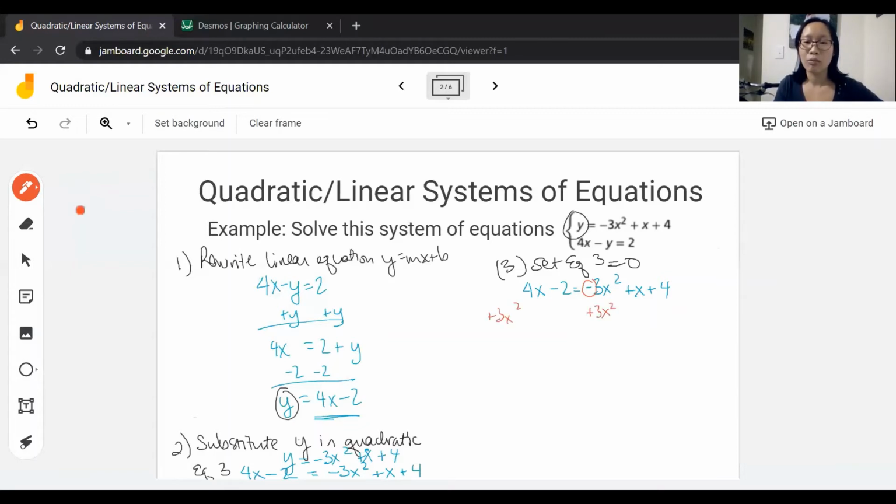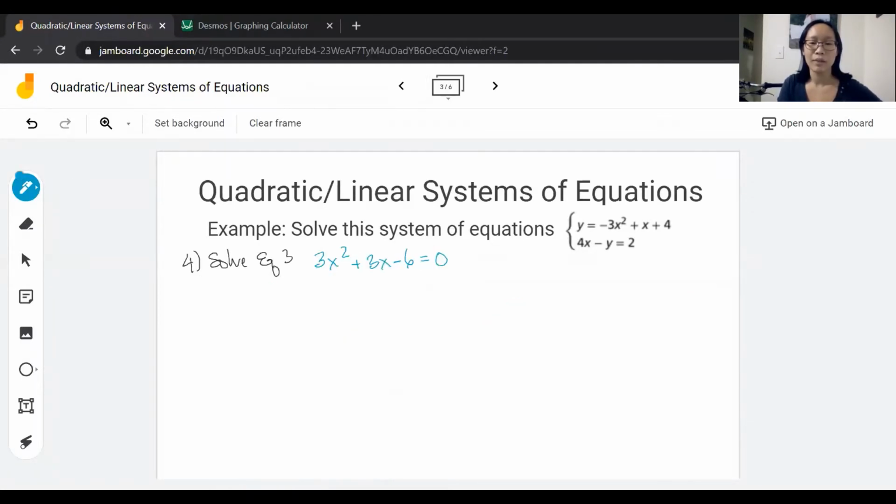And then I will subtract x, and then subtract 4, and that will cancel out all my right side to 0. On my left side, I have 3x squared, 4x minus x is 3x, negative 2 minus 4 is negative 6. My fourth step will be to solve this equation using any of the methods that we've learned previously.